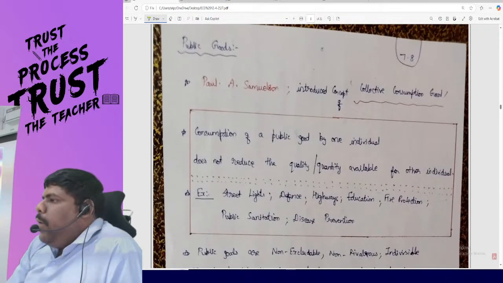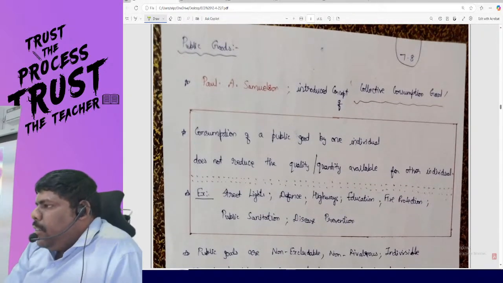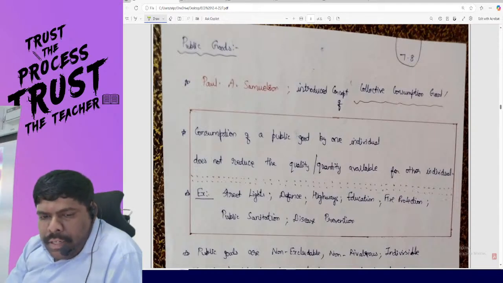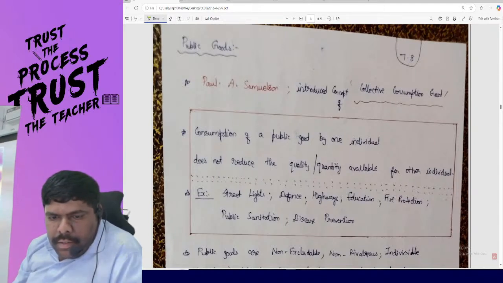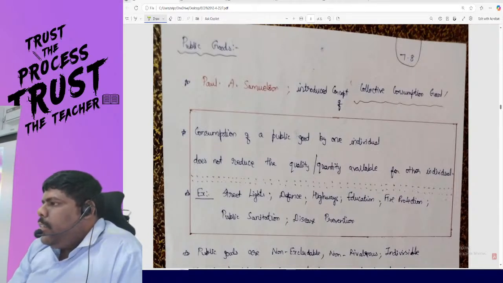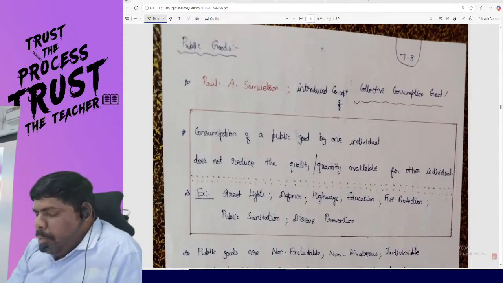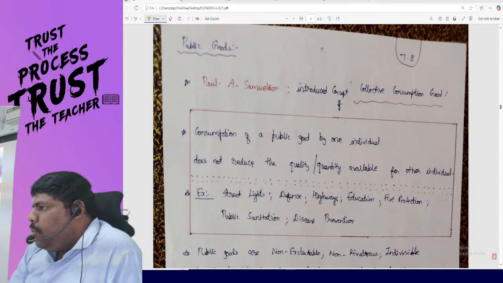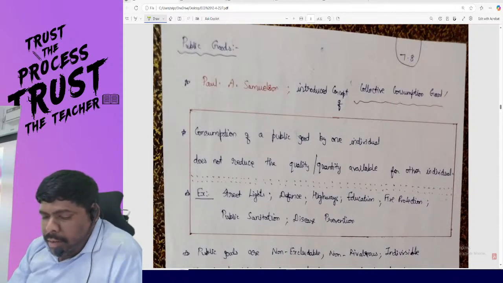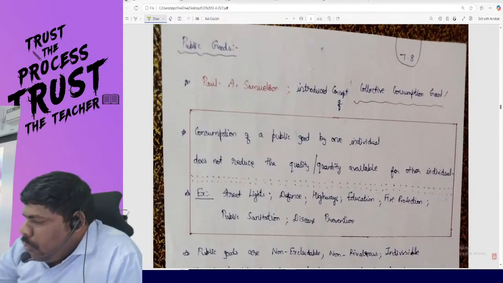Public goods. It has never been tested before for the last two terms. For the past two terms, only externalities and Richard Musgrave and the three functions were asked. Public goods has been tested before, so you can expect some questions in this area. Public goods is very simple.